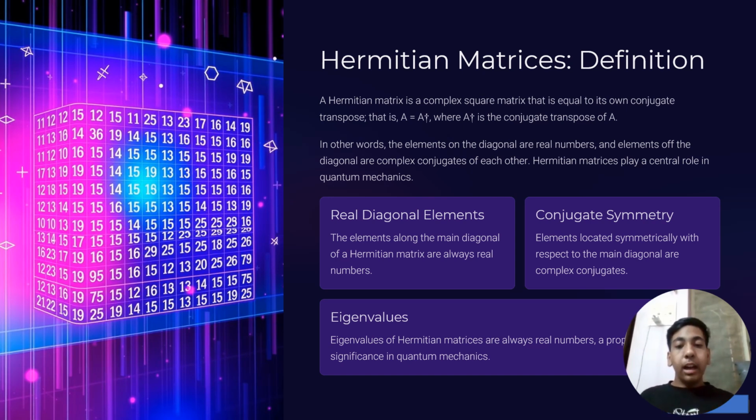First, we can see the Hermitian matrix. What is a Hermitian matrix? A Hermitian matrix is a complex square matrix that is equal to its own conjugate transpose. That is, A equals A conjugate transpose. Key properties are that the diagonal elements are real, off diagonal elements are complex conjugates, and eigenvalues are real.